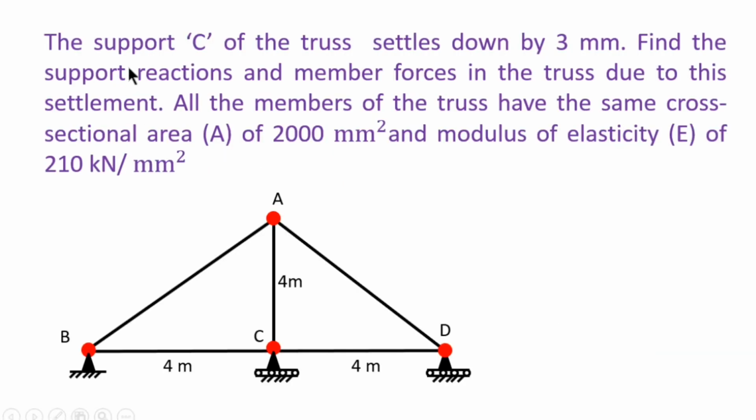This is our numeric. The support C of the truss settled down by 3 mm. Find the support reactions and member forces in the truss due to this settlement. All the members of the truss have the same cross-section area, 2000 mm square, and modulus of elasticity E is 210 kN per mm square. Support B is the hinge support, and support C and support D are the roller supports.